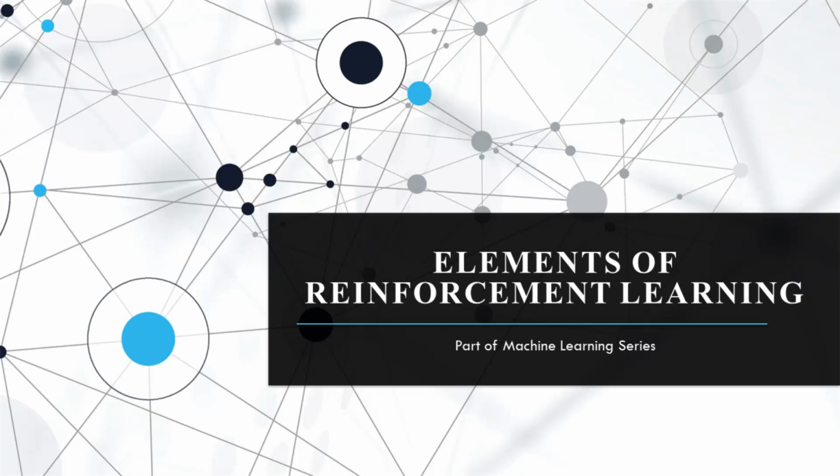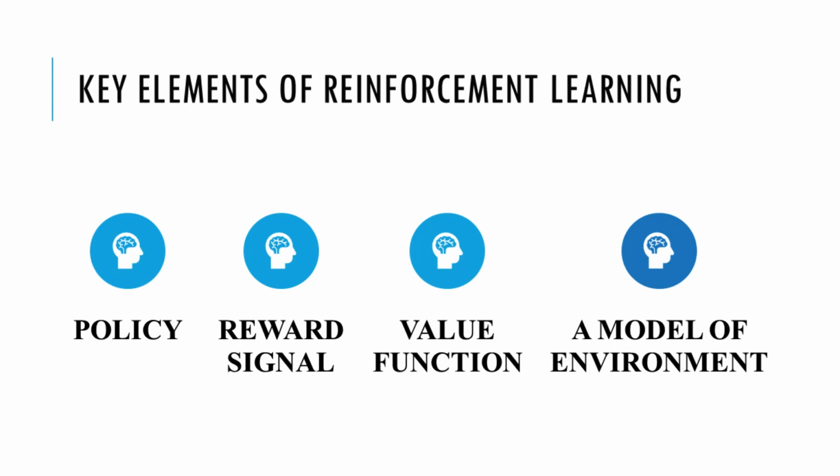Next we have value function. Whereas the reward signal indicates what is good in an immediate sense, a value function specifies what is good in the long run. In reinforcement learning, RL, the value function is a function that estimates the expected cumulative reward that an agent can obtain by following a specific policy from a given state.